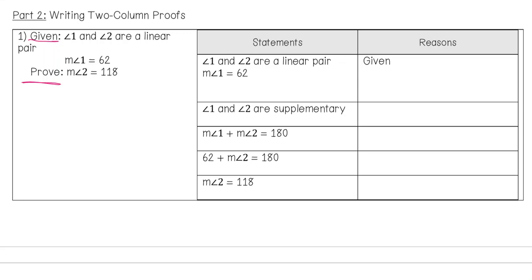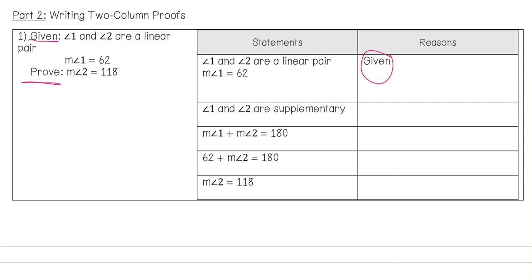So I have this given statement that angle 1 and angle 2 are a linear pair and that the measure of angle 1 is 62. So this is just two statements that were already set up for us, and the first reason in every single two-column proof will always be a repeat of that given information. So you're going to write down what was given to you, and the reason is just given. In the next line, we can see that it's already been filled in for us, so we're just looking to plug in the reason this time.